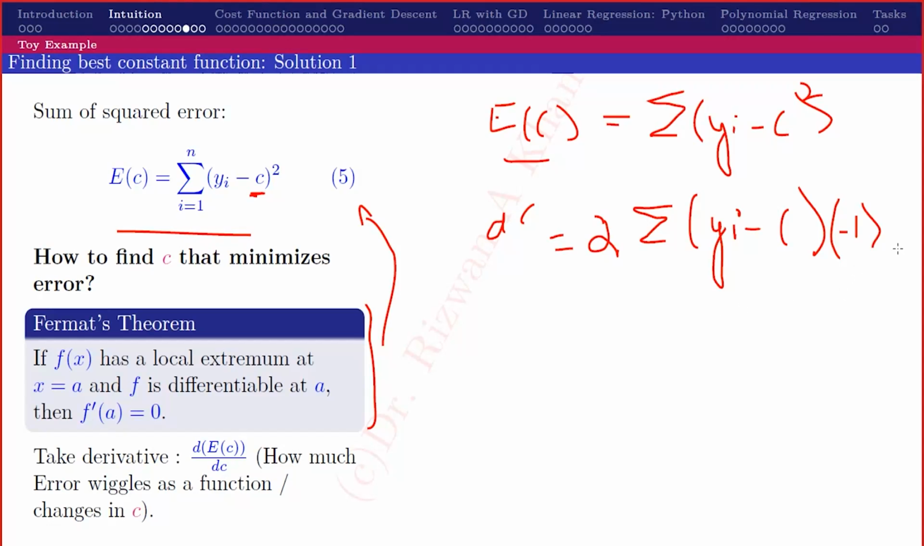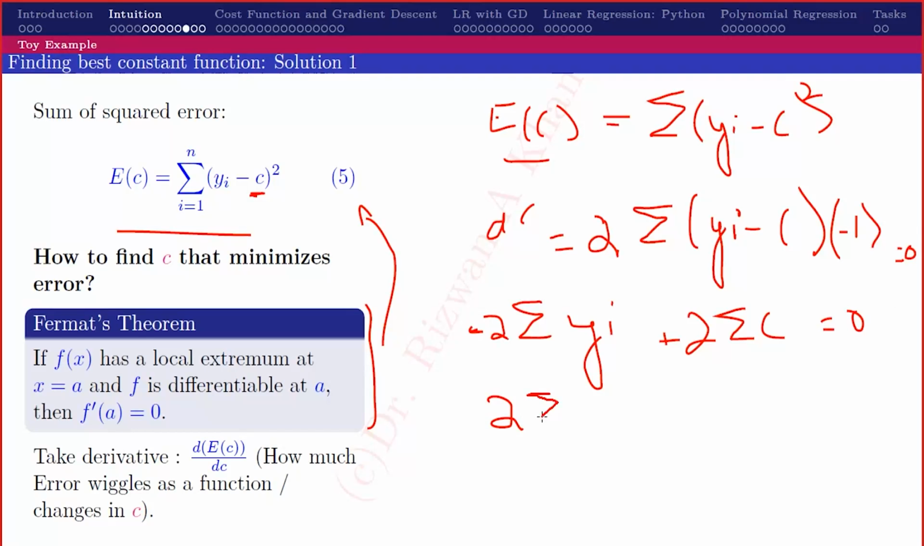Now we can just make this equal to 0. That is Fermat's theorem, and we can solve it for C. So this would be 2 summation yi minus 2, because this minus 1 comes over here, equals this, and then 2 summation C plus, because minus and minus equal plus, and we equate it to 0. This term goes to the right side, so 2 summation C equals 2 summation yi. The 2s cancel, and the summation goes from i equal to 1 to n.